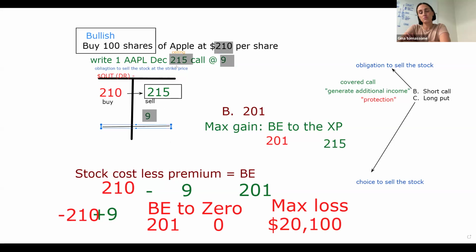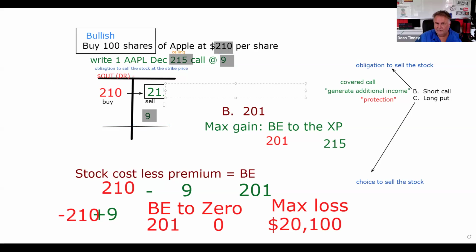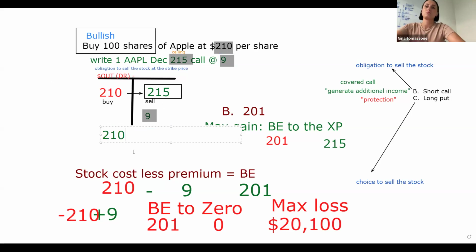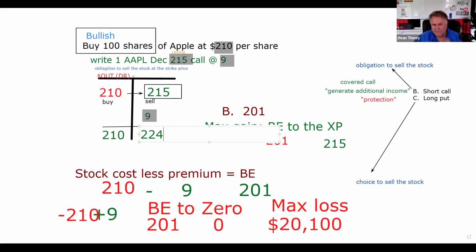Right? You have to give up that stock at 215. So there's no number going in here that is going to be more than that. And again, I could just net the columns and say, there is our max gain. Remember, the biggest thing to know is we don't participate past the strike. We don't participate past the strike.